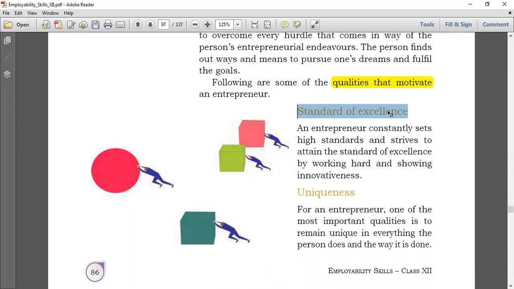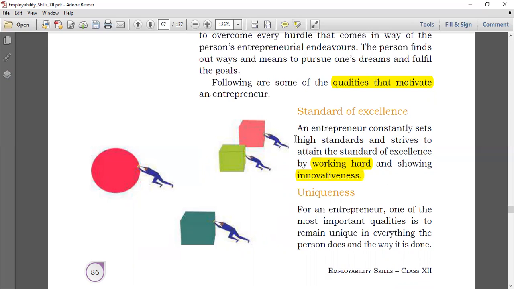First is standard of excellence. An entrepreneur constantly sets high standards and strives to attain the standard of excellence by hard work and showing innovativeness. So, see, two things are there: hard work and innovativeness. So, when you are doing these two things, you can achieve any kind of goal.